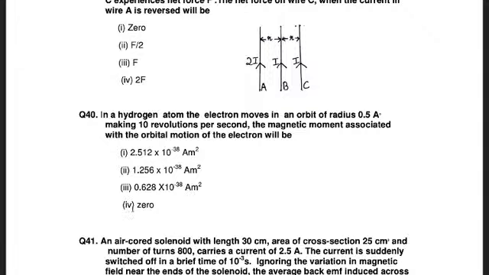Correct. The answer is option 3, 0.628 into 10 to the power minus 38. Sorry, the answer is option 2, 1.256 into 10 to the power of minus 38 A m squared. The answer is option 2, 1.256 into 10 to the power of minus 38 A m squared.